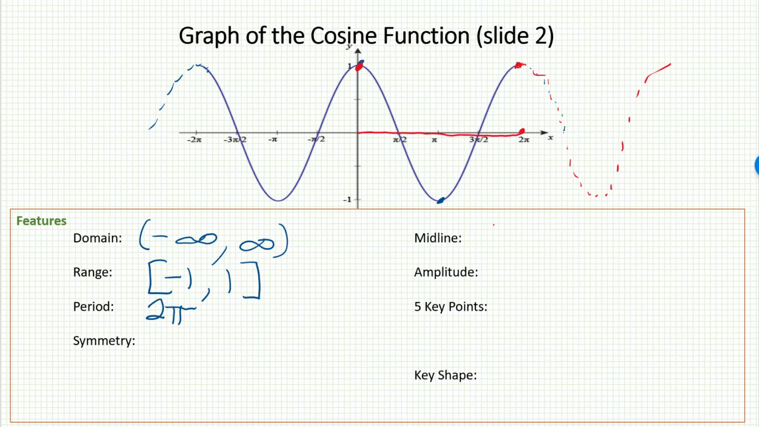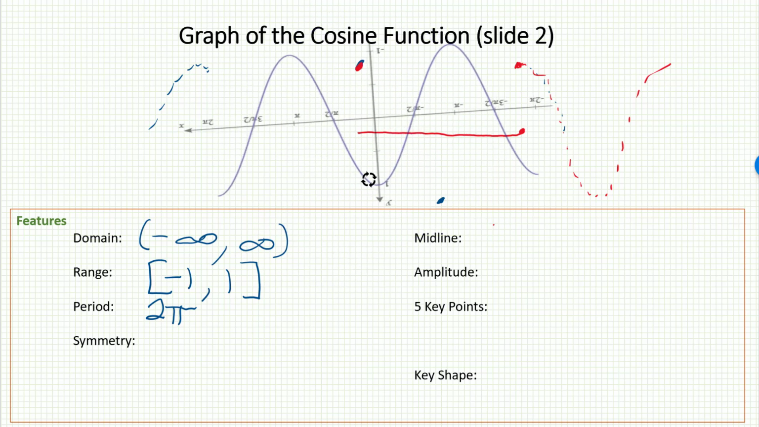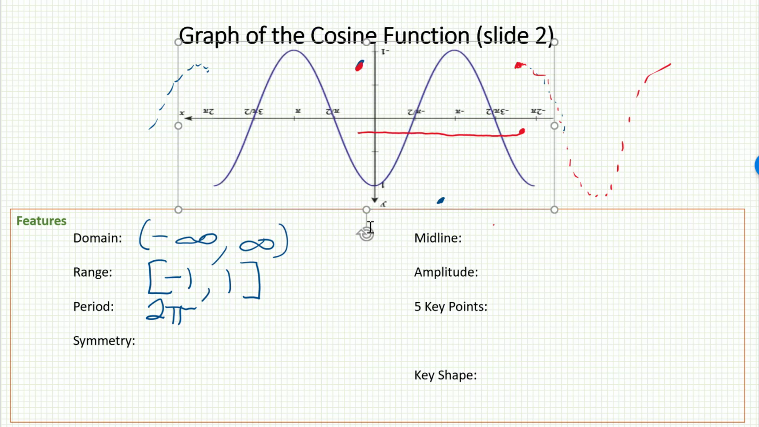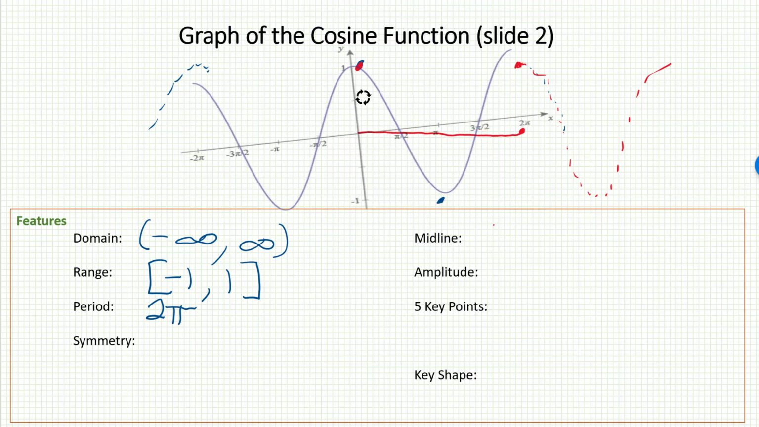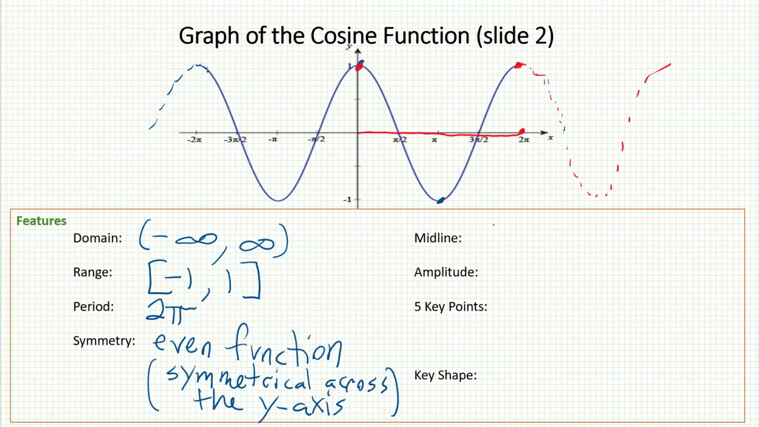How about symmetry? Well, we don't have the odd symmetry with this picture. If I turn the graph upside down, it does not end up being the same picture. So it's definitely not odd, but you can tell there is a symmetry here. We call this an even function, which means it's symmetrical across the y-axis. You could imagine folding the paper along the y-axis. The portion of the graph on the right would exactly land on the portion of the graph on the left. That's called being an even function.